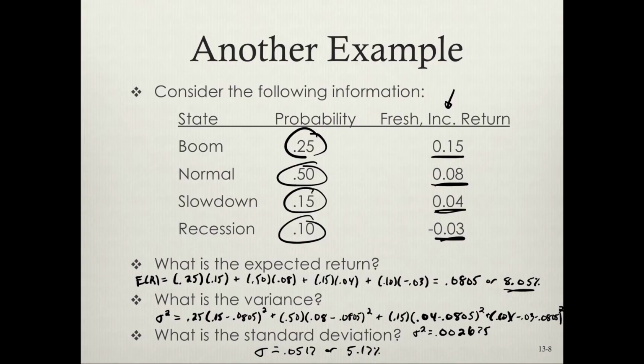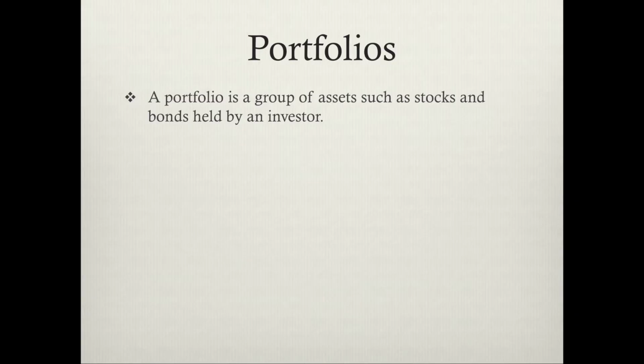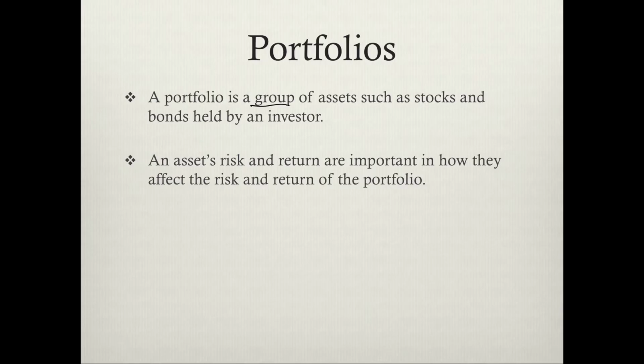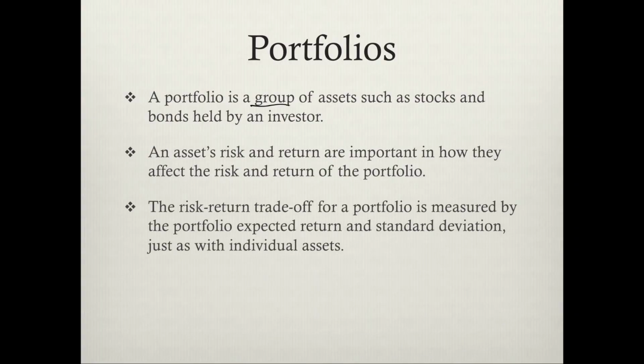What we will now do is expand past a single asset, and we'll turn our discussion towards portfolios. A portfolio is a group of assets, such as stocks and bonds, that are held by an investor. An asset's individual risk and return are important in how they affect the risk and return of the portfolio as a whole. Now, the risk-return trade-off, remember, just means more risk should equal more reward, which was discussed in Chapter 12.